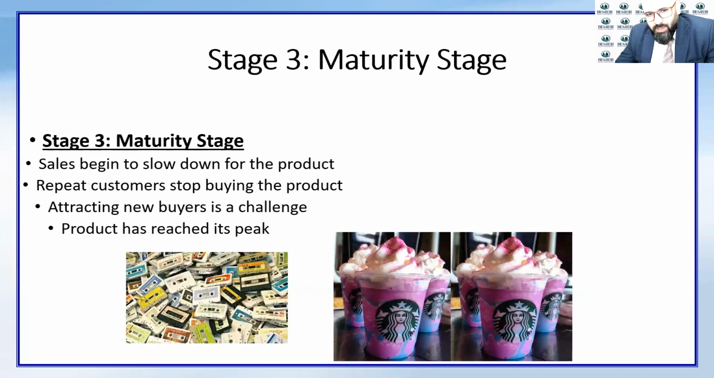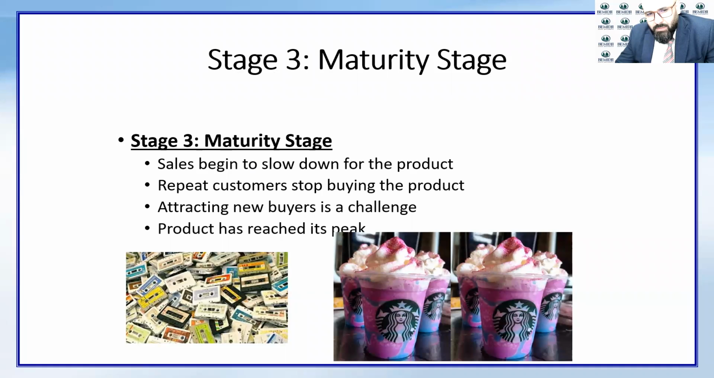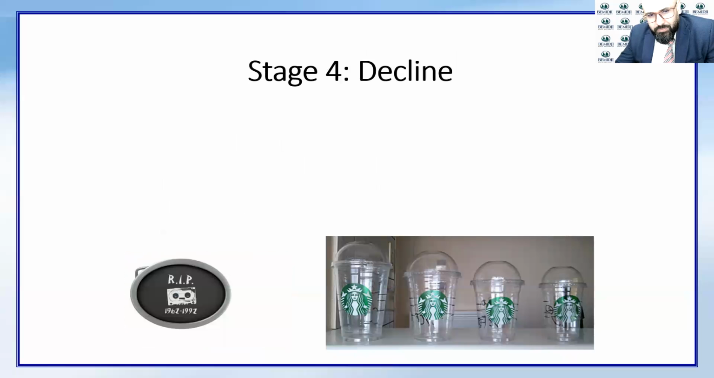Now, for the 3rd phase, which is the maturity phase, sales begin to slow down. Repeat customers stop buying the product, so maybe they're not enjoying that product anymore. Attracting new buyers is a challenge. When you reach that point, you should understand that you are in the maturity phase. The product has reached its peak, so that would be the best that you could do in the maturity phase.